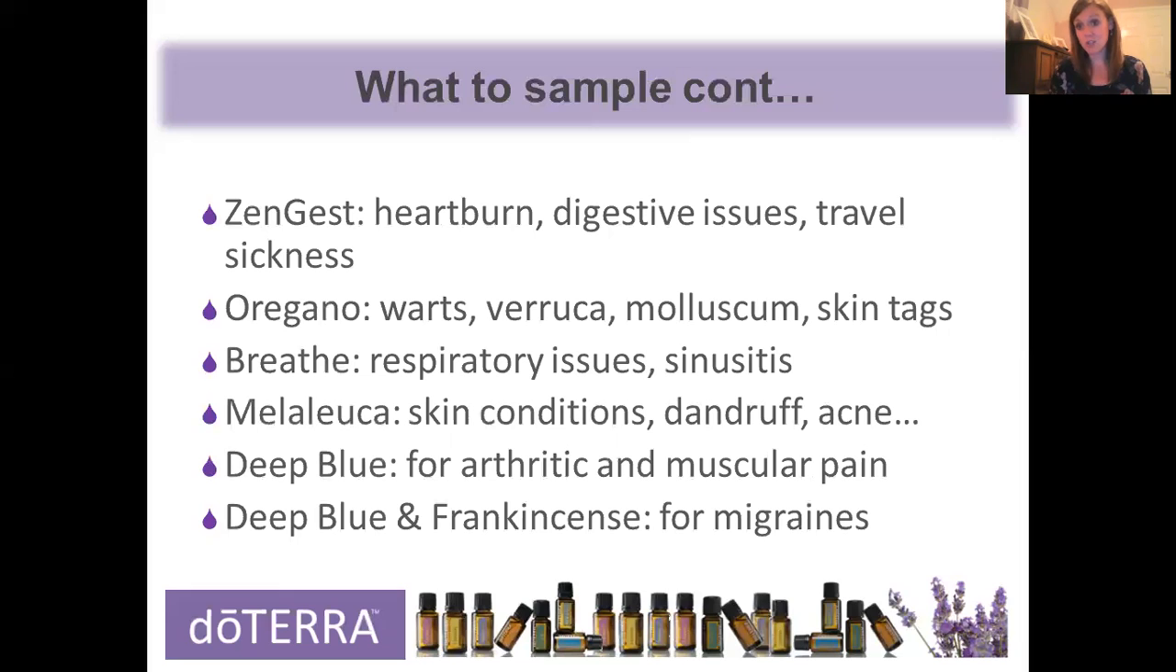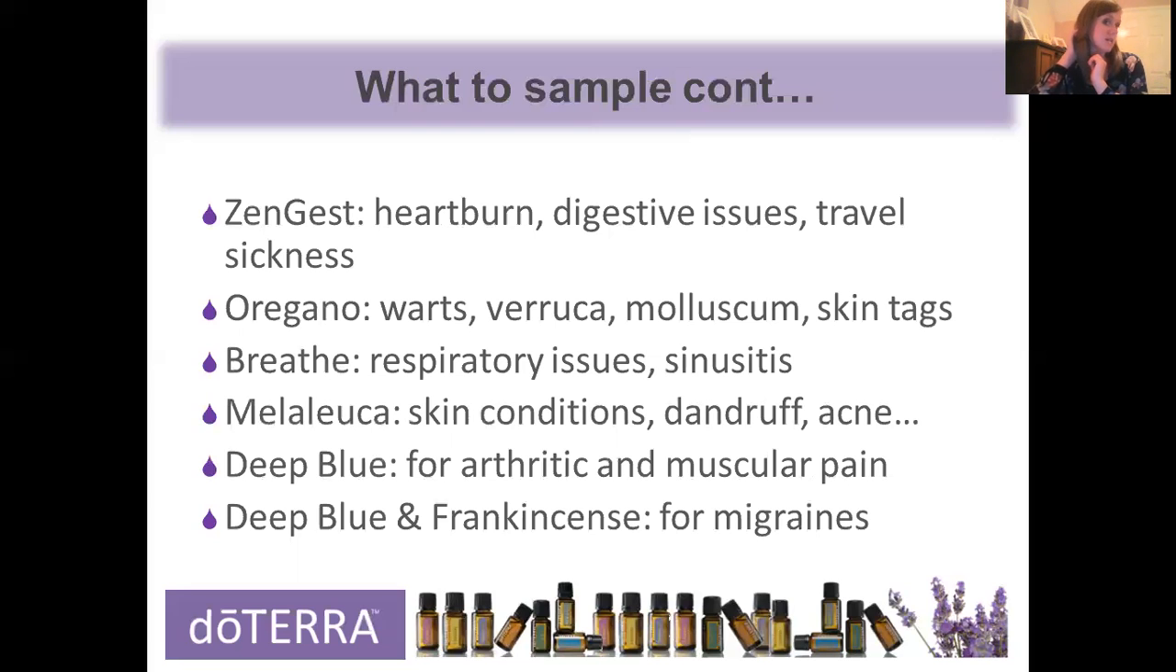Any digestive issues at all, so constipation. Constipation can be quite a tricky one. If it's severe constipation, you have to be quite consistent with it, I found. And sometimes even putting it on every half an hour for a 3-hour period is what you'd want to do to help with that.